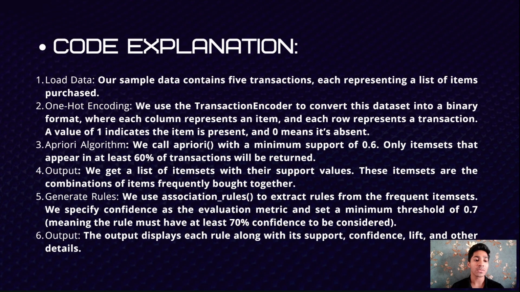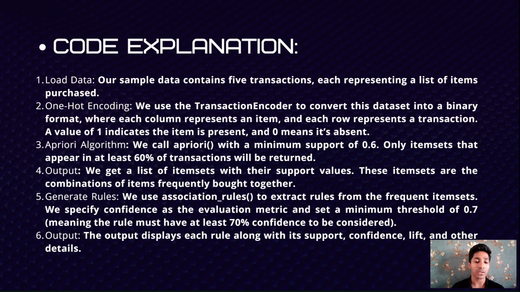Second, we have one hot encoding. In this, we use the transaction encoder to convert this data into binary format, where each column represents an item and each row represents a transaction. A value of 1 indicates that an item is present and 0 means that it's absent.